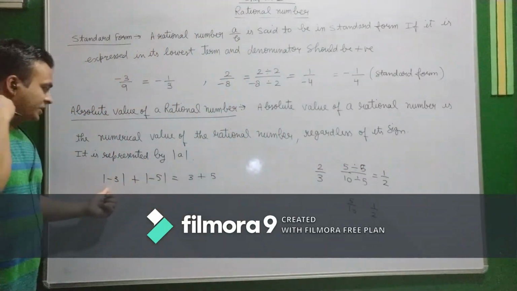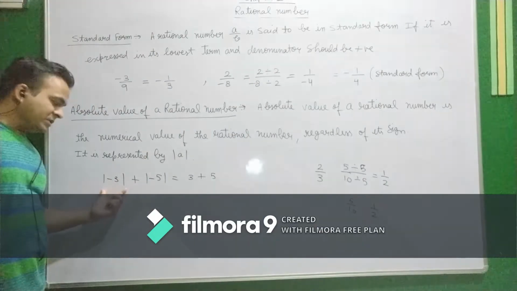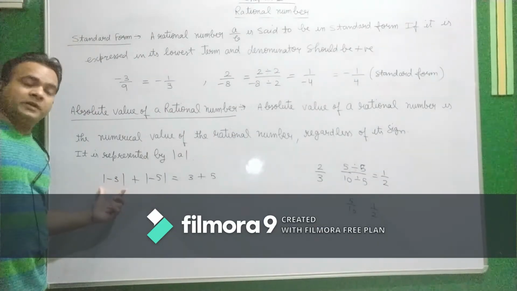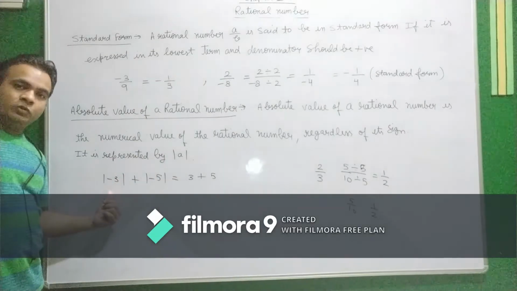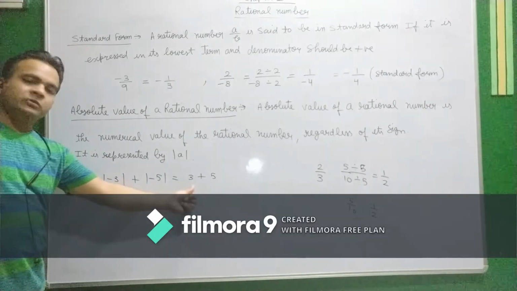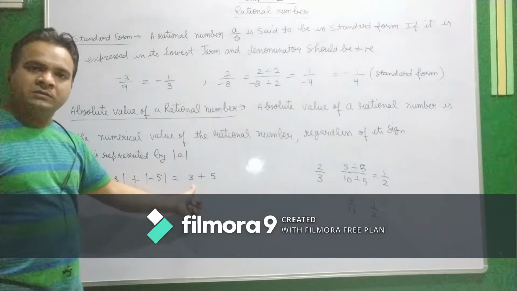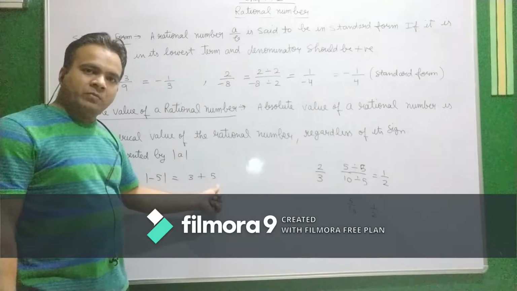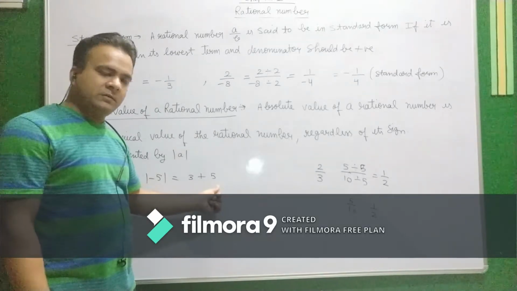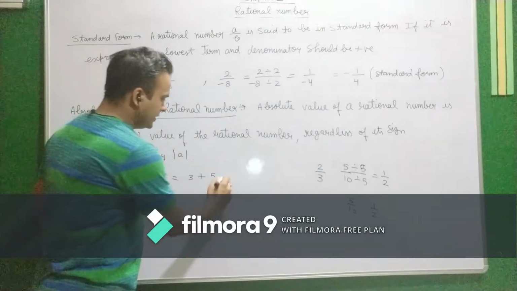For example, suppose I am having -3 and we are seeing this particular symbol, which is the symbol of absolute value, which I have presented here. The absolute value of -3 will be 3 because we will not consider the sign. Absolute value of -5 will be +5, and we will add and get 8.